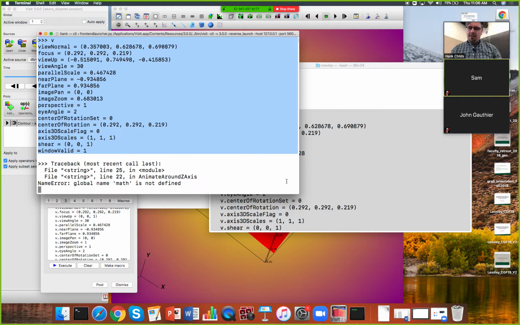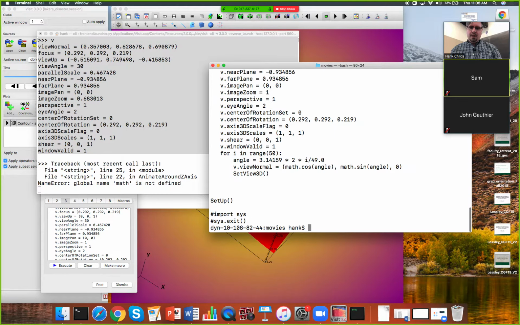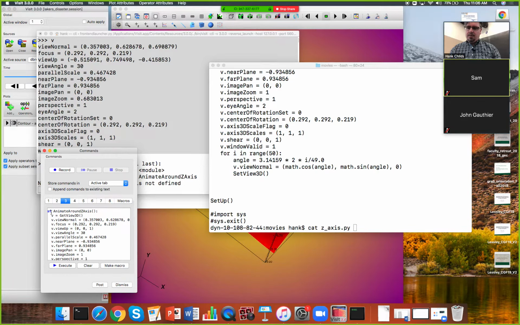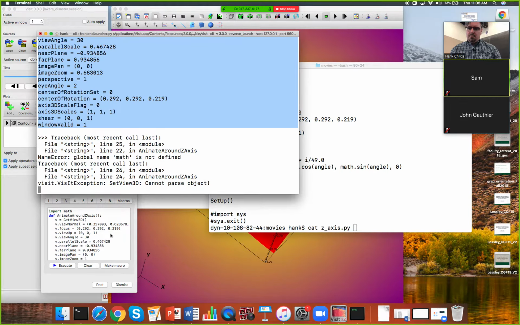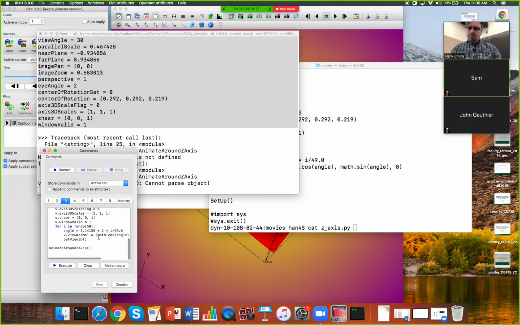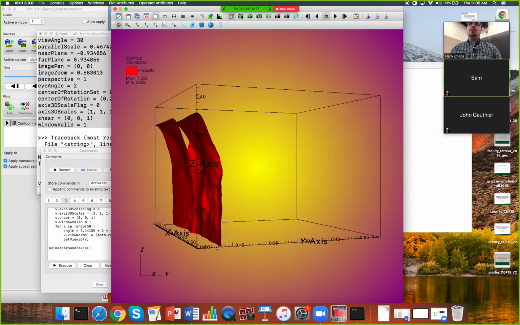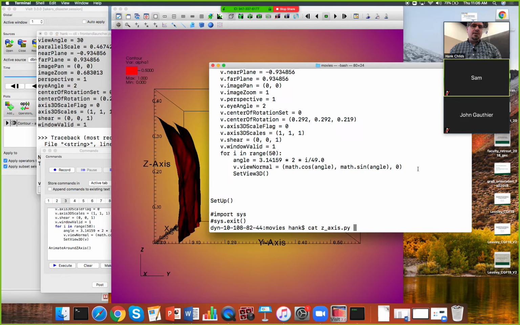Oh, math is not defined. How do you get math in the Python library? Oh, sorry, it says I need math right here. And here I had to set the view 3D, I had to give it an argument. But now we're off to the races. Okay? So let me just change this.